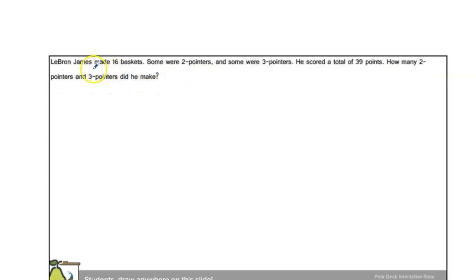LeBron James, I don't know if you've ever heard of him. He's a famous golfer. Made 16 baskets. Some were 2-pointers, some were 3-pointers. He scored a total of 39 points. How many 2-pointers and 3-pointers did he make? Well, 16 baskets total. Some were 2-pointers, some were 3-pointers. So we don't know which ones are the 2-pointers and which ones are the 3-pointers, but we know that there are some.